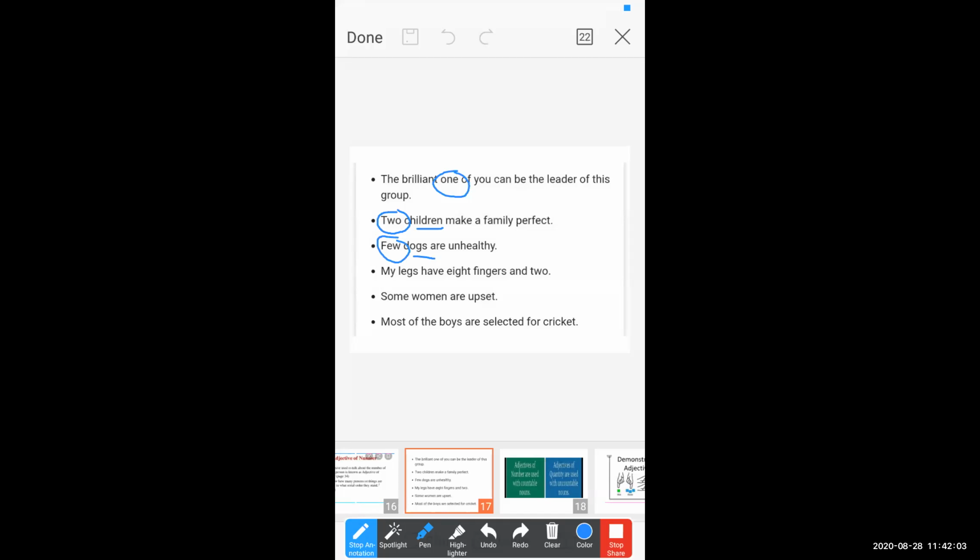My legs have 8 fingers and 2 hands. Now here, see students, 8 fingers. 8 shows the adjective of number. Some women are upset. Now some. Women comes under the countable noun. So some comes under the adjective of number. Most of the boys are selected for cricket. Now the word most is not exactly defined here, students, but boys is a countable noun. So the word most comes under the adjective of number. So these are a few sentences about the adjective of number.